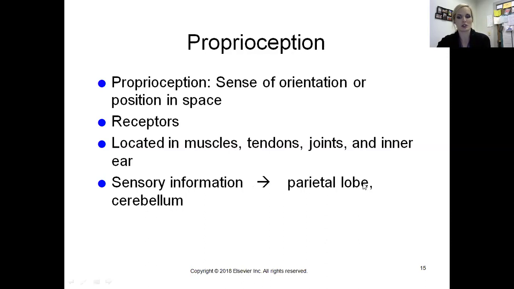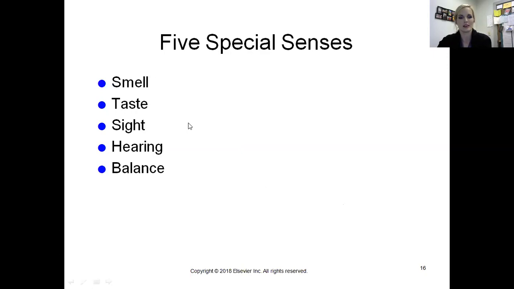So sensory information in both the parietal lobe and also the cerebellum. All right, and then we have our 5 special senses. So our special senses, again, are detected by the brain and connected directly to the brain. We have smell and taste. And then we also are going to focus a little bit heavily on sight, hearing, and balance today.